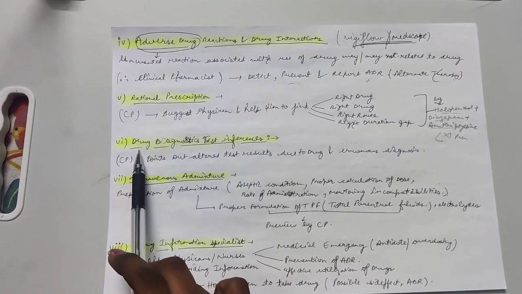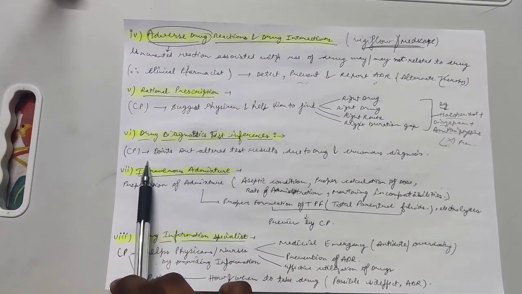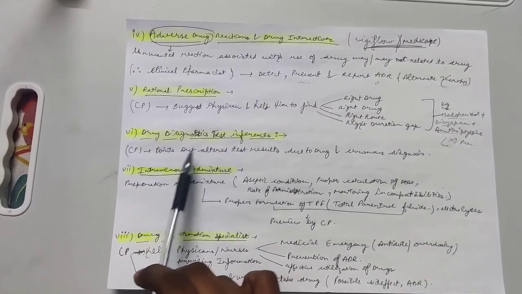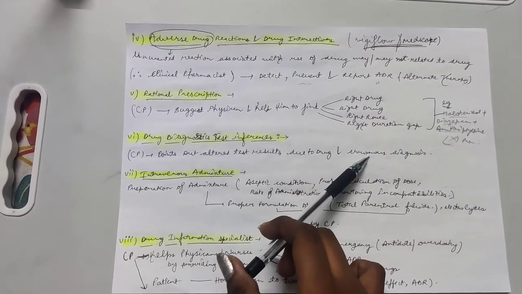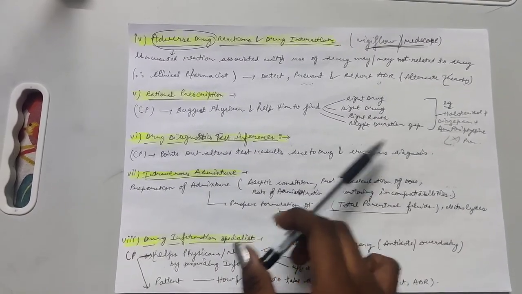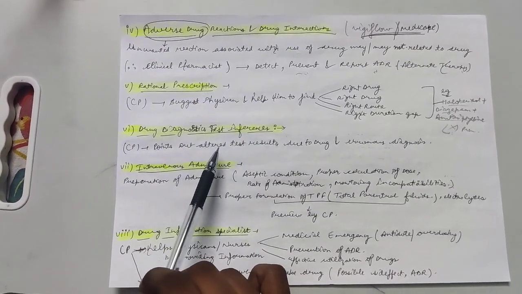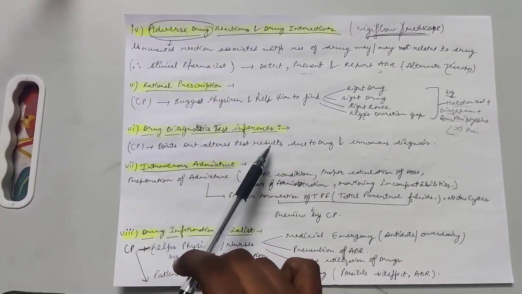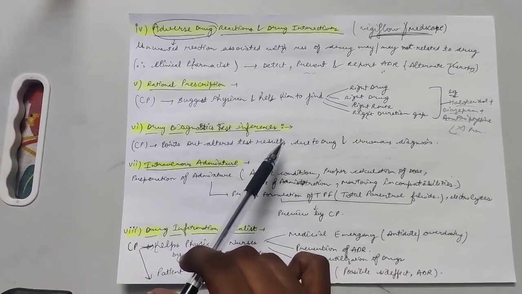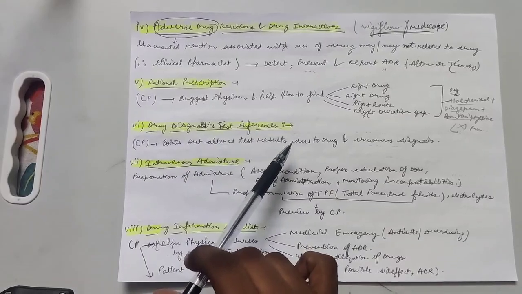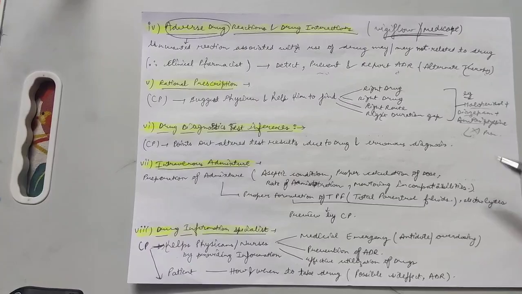Sixth is drug diagnostic test inference. Clinical pharmacists, that is CP, point out altered drug results due to the drug and abnormal diagnostics. The clinical pharmacist checks the results of the tests, what is the possible and the best result for disease prevention, and which treatment can be given to the patient to prevent the disease.